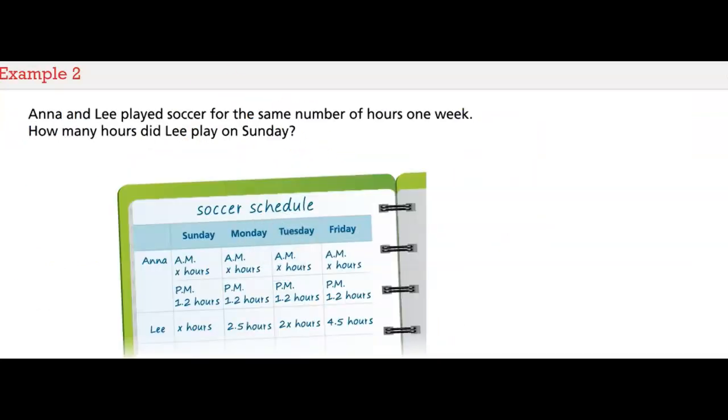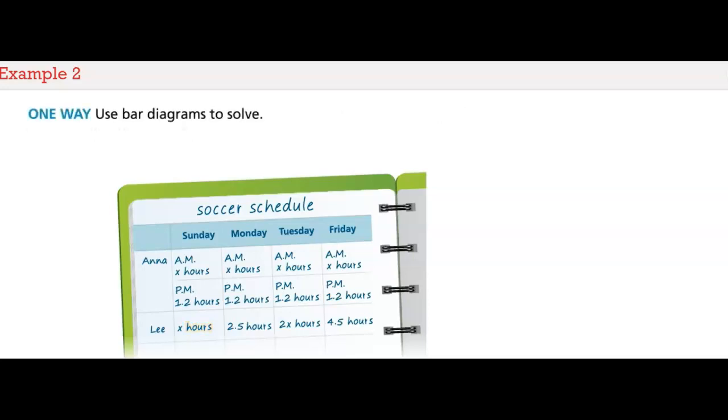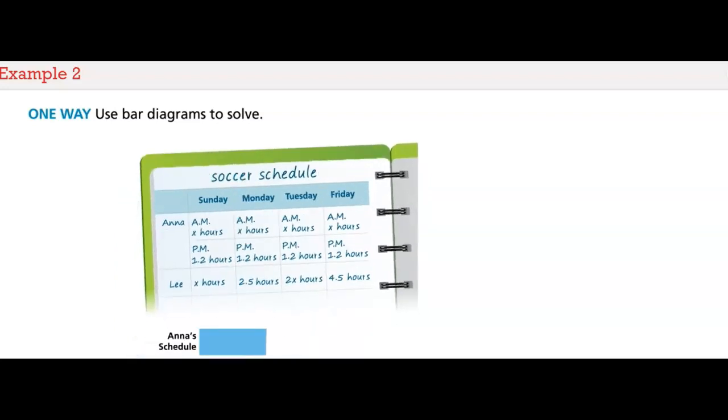Anna and Lee played soccer for the same number of hours one week. How many hours did Lee play on Sunday? One way to solve this problem is to use a bar diagram. Draw one bar for Anna's schedule and another bar of the same length for Lee's schedule.